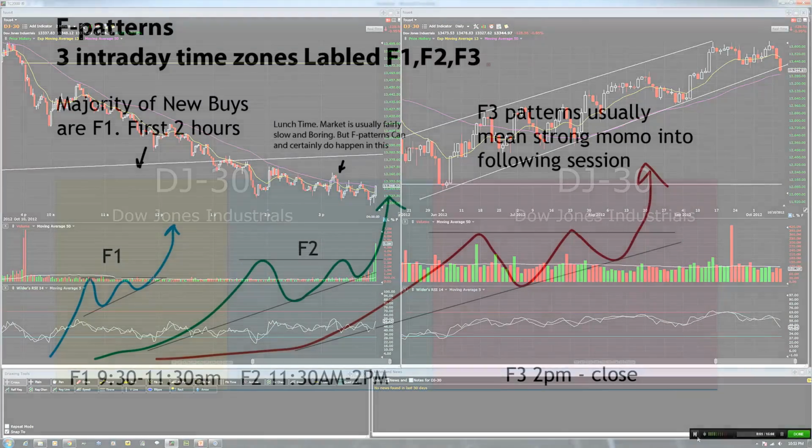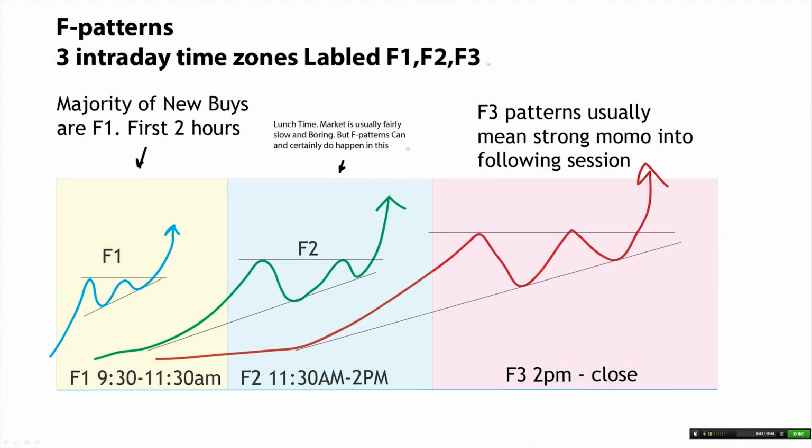All right, but before we move on, I almost forgot I got to go over the intraday time zones, which I'm basically categorizing in three different stages: F1, F2, and F3. F1 is where probably 90% of my new trades are made. During stages F2 and F3, I'm not doing much in the market. I'm just monitoring whatever position I may have. I don't typically buy many stocks in these next two stages of F2 and F3.